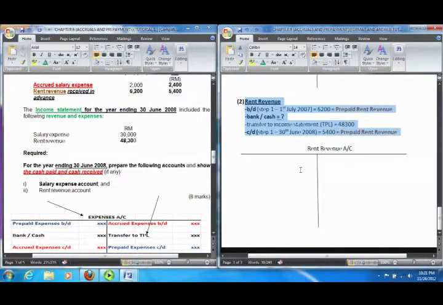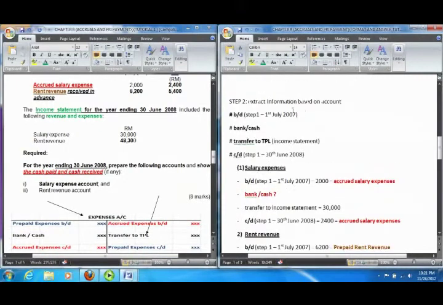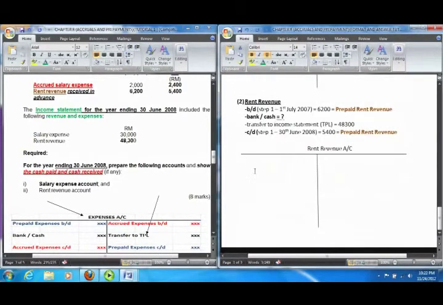Step 2, correct? As you can see just now, you have calculated, you have extracted the information. Extract information, step 2. Rent revenue.